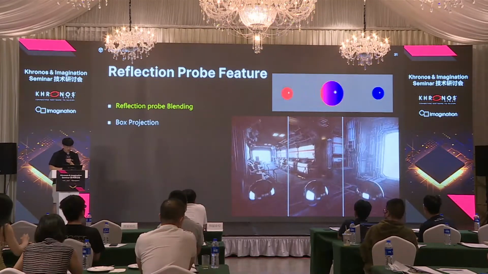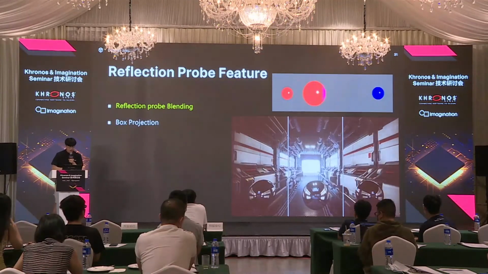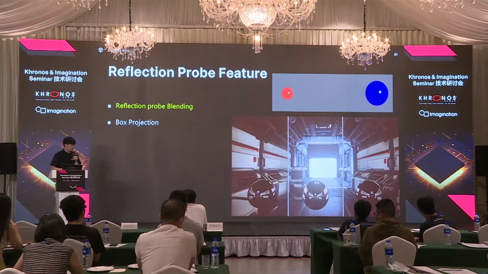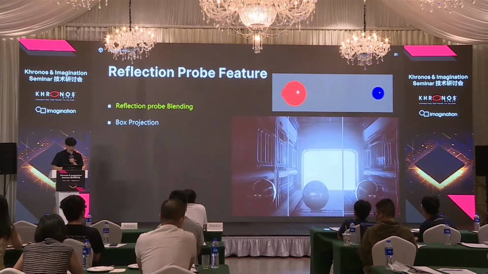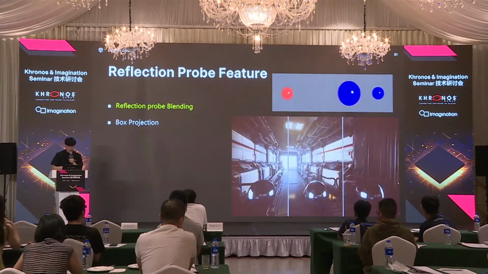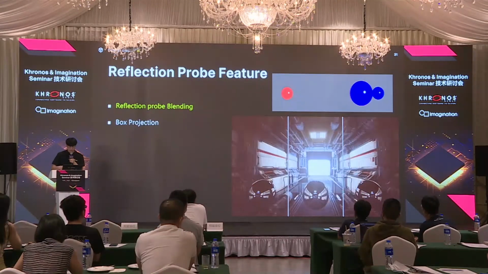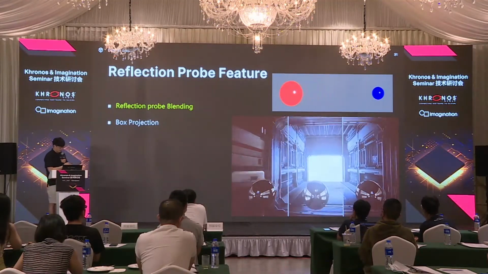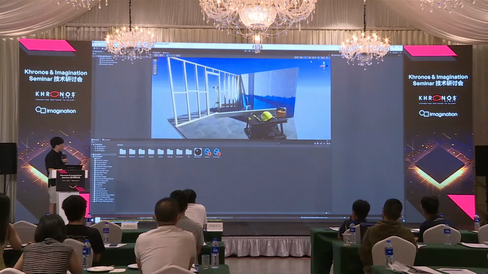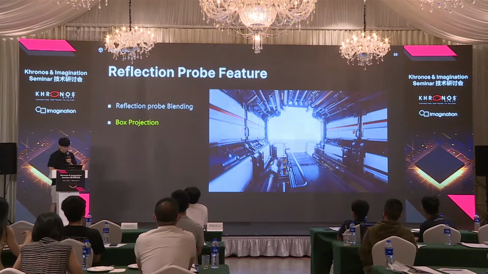Just like you can see from the video, from one reflection ball to the other, this type of design makes sure that once your object goes through the boundary of one reflection probe and goes into the scope of another, you wouldn't see a glitch in between. So I want to play the video.